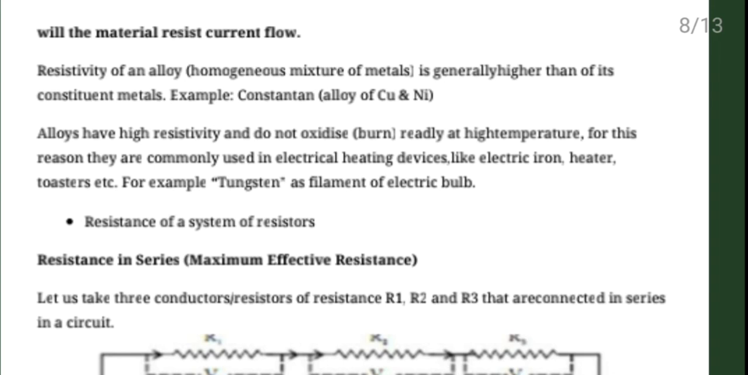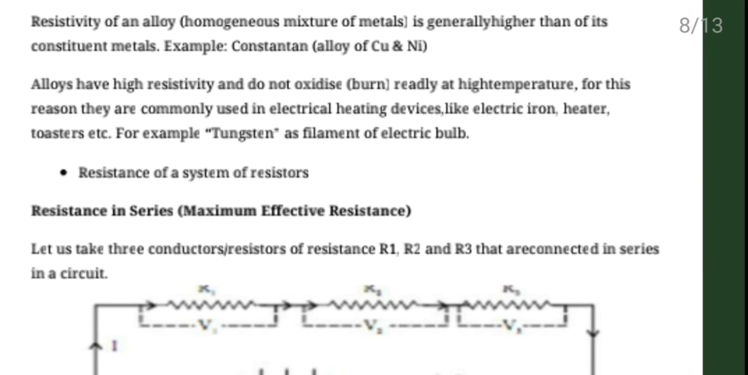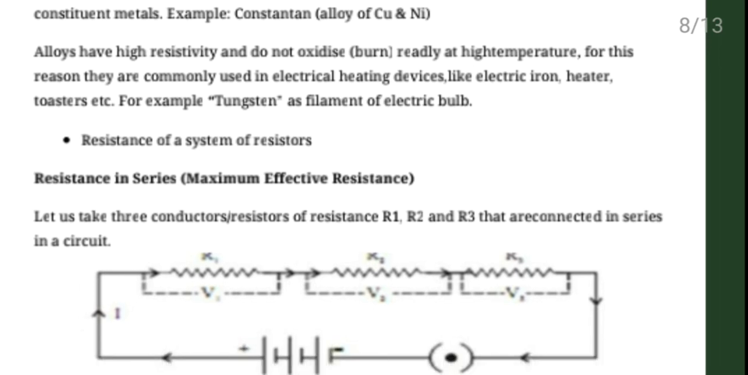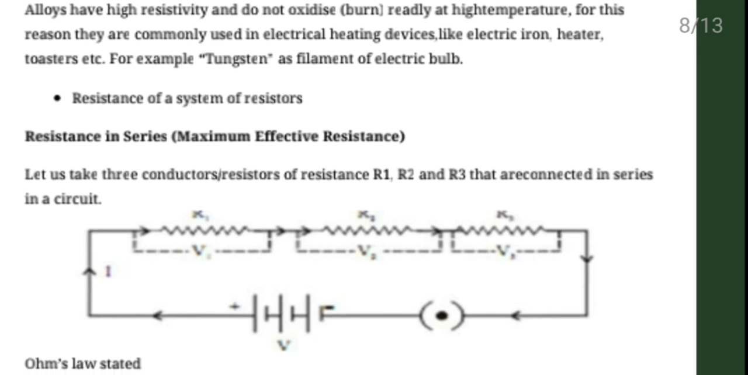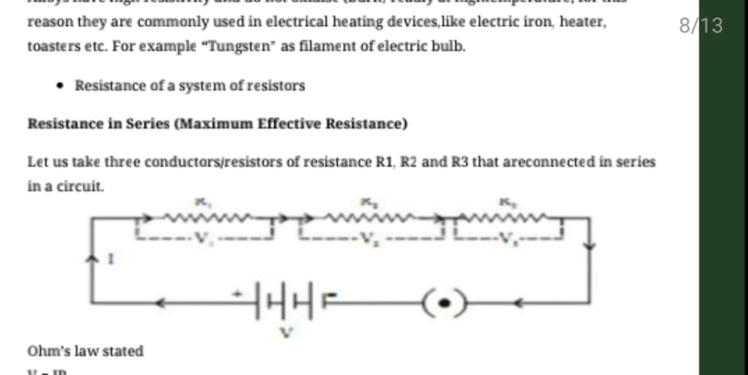Now the resistance of a system of resistors. So there are two systems, that is resistance in series and resistance in parallel. So we will derive the relation for both series and parallel. Now let us take three resistors of resistance R1, R2 and R3 that are connected in series as shown in the circuit. So you can see that three resistors R1, R2, R3 are connected in series end to end, and V1, V2 and V3 are their potential differences. So here current remains constant and potential varies, that is V1, V2 and V3.